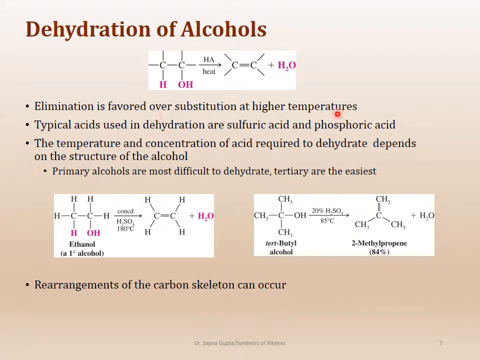So first of all, a few pointers over here. Elimination is favored over substitution at higher temperatures. Now remember, in case of alcohols, it's very hard to get substitution because the OH group is not a very good leaving group, which means it would be OH minus. So hydroxide is actually not a very good leaving group. So you will typically get elimination.